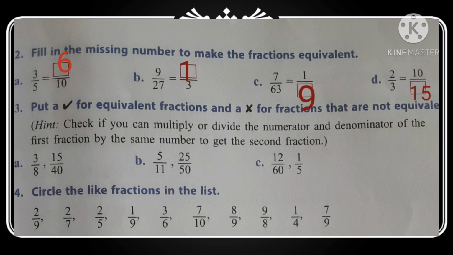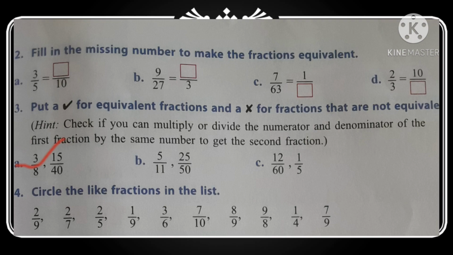Question 3. A. 3 by 8 and 15 by 40. We have to put a tick for equivalent fractions and a cross for fractions that are not equivalent. We can see that the first set is an equivalent fraction because 3 into 5 is 15 and 8 into 5 is equal to 40.